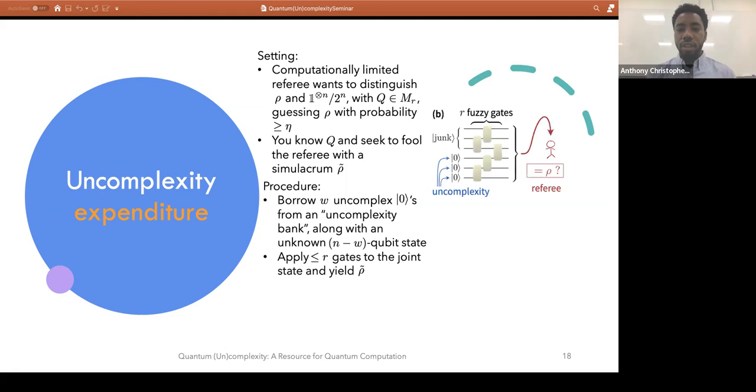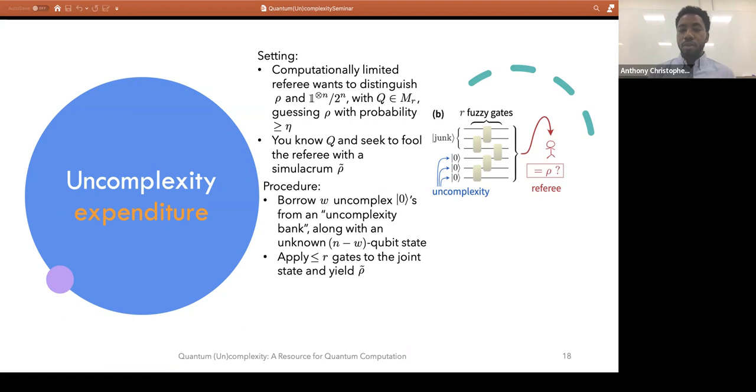So the procedure here is as follows. You're an agent. You're able to borrow W uncomplex zeros from a so-called uncomplexity bank. So this is the number of zeros you think you can use in order to fool the referee. And so you're going to get an n-qubit state altogether. The rest of the state that you'll receive from the bank will just be some arbitrary n minus W qubit state. Just as you can see in the picture above, we can just call that junk, okay? So you start off there.